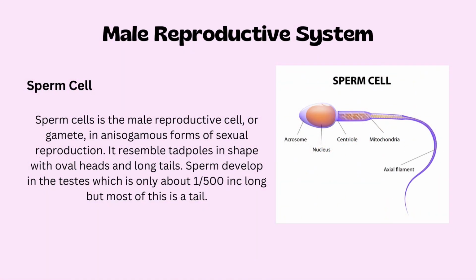Sperm cell. A sperm cell is the male reproductive cell, or gamete, in anisogamous forms of sexual reproduction. It resembles a tadpole in shape, with an oval head and a long tail. Sperm develop in the testes and are only about 1/500 of an inch long, but most of this is tail. Sperm are tadpole-shaped, microscopic cells that are part of semen.